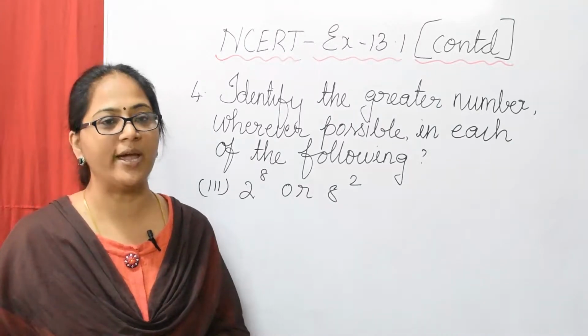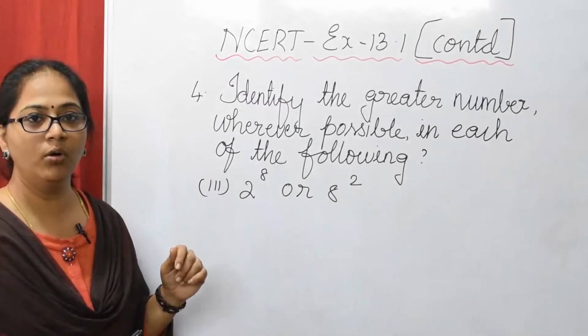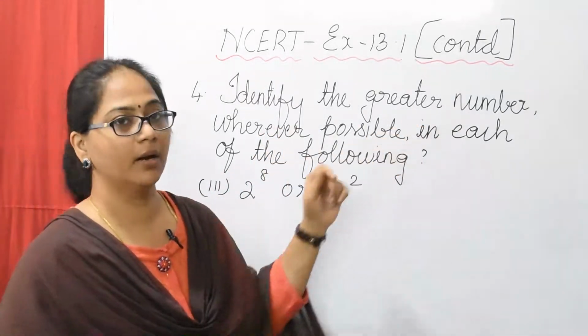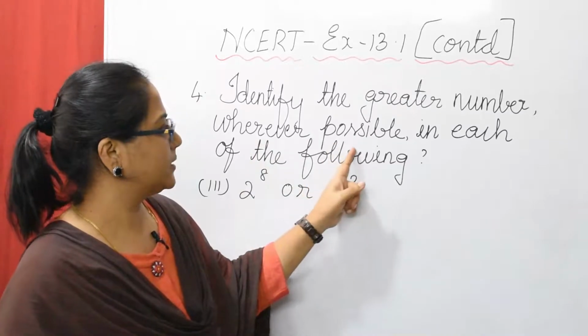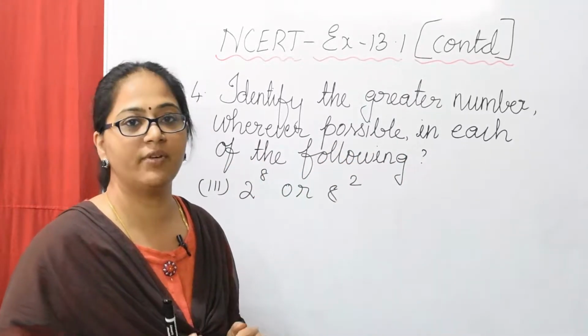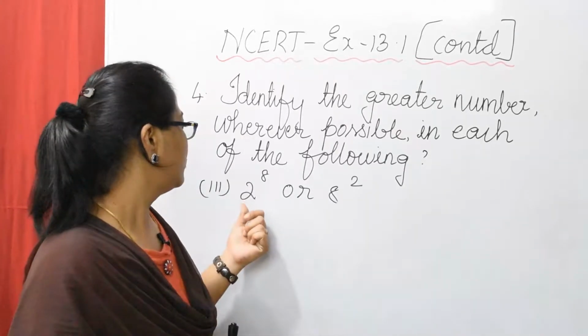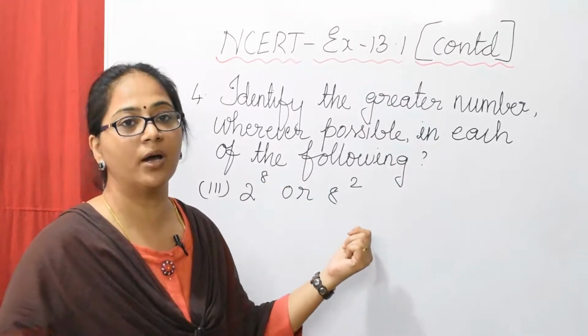Now let us continue exercise 13.1. Question number 4. Identify the greater number wherever possible in each of the following. The instruction given to us is we have to identify the greater number. 2 power 8, 8 power 2.